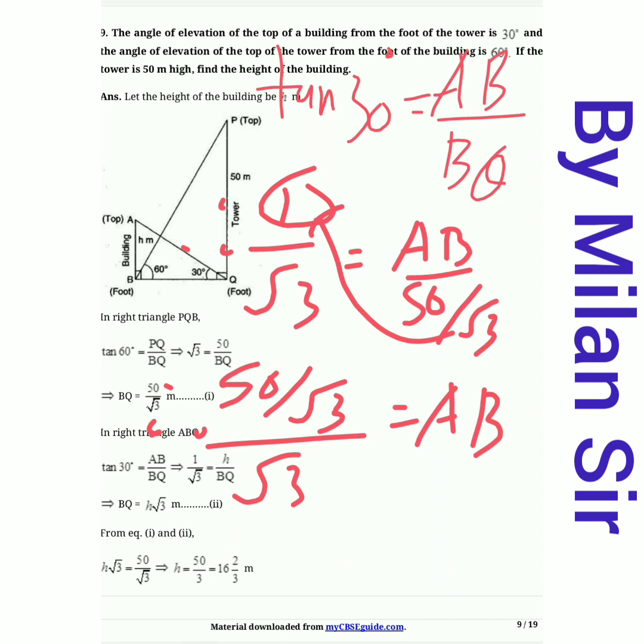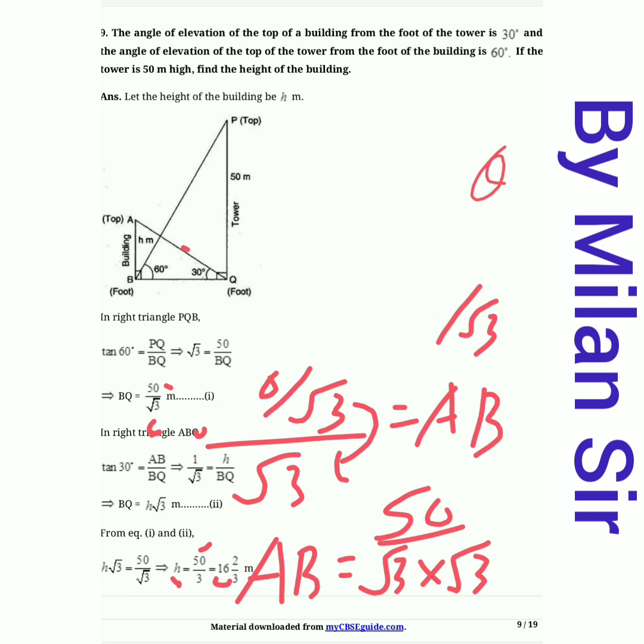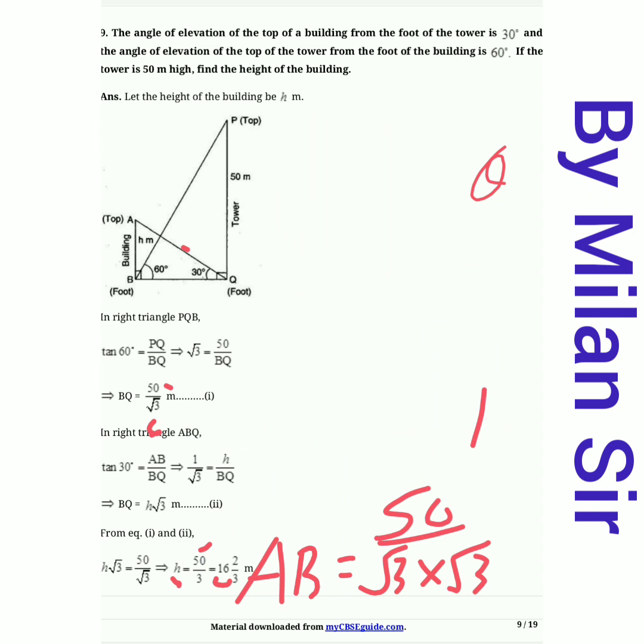Now the denominator of the numerator goes to the denominator. So finally AB is equal to the numerator 50 as it is. Now under root 3 comes to the denominator, so under root 3 into under root 3, it is only 3. Right? So AB is equal to 50 by 3.